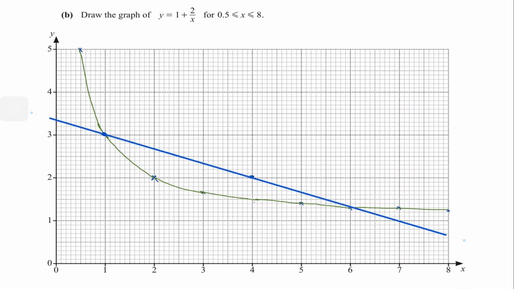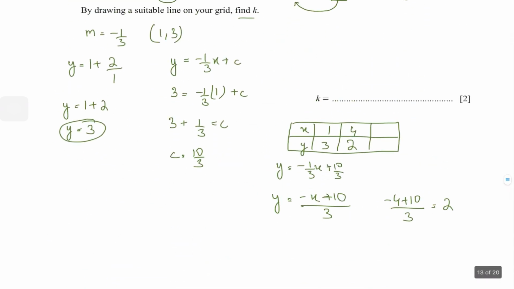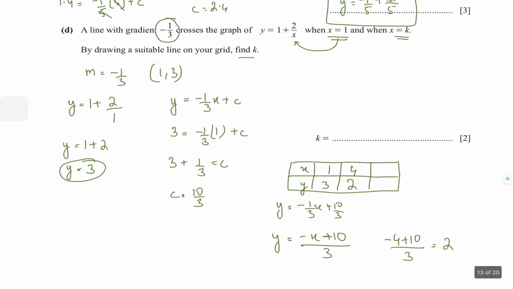So here we have it, and we can see that this line is crossing the curve at 2 different points. The x coordinate of one of these points is 1 and the x coordinate of the other point is 6, and that's exactly what the question wanted us to find out. So 1 was already given and we had to find the value of k using a straight line. So k is equal to 6.